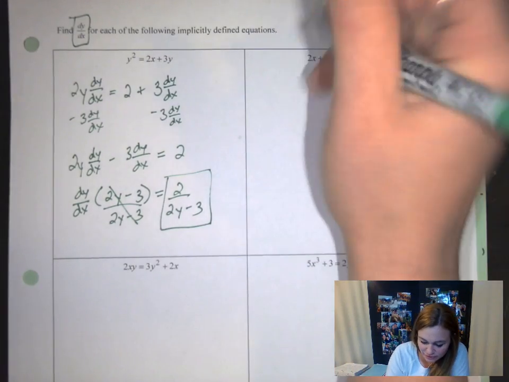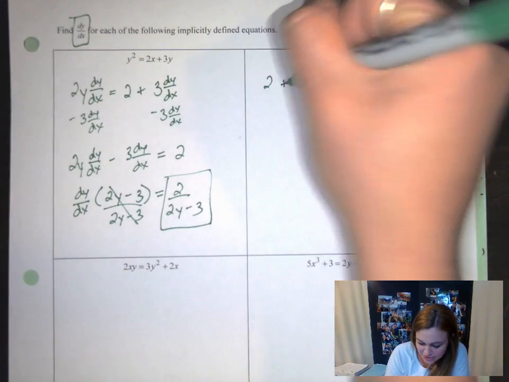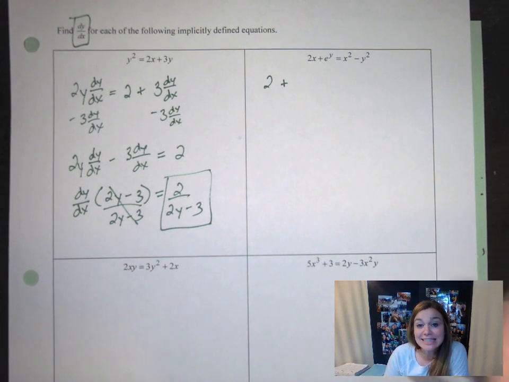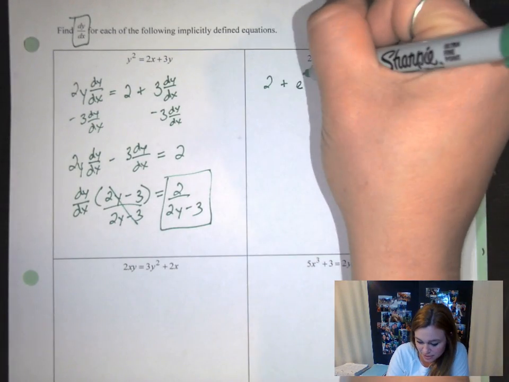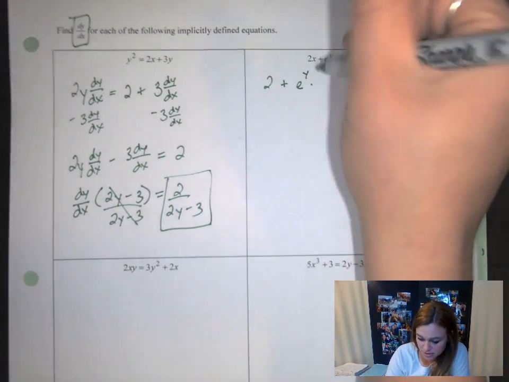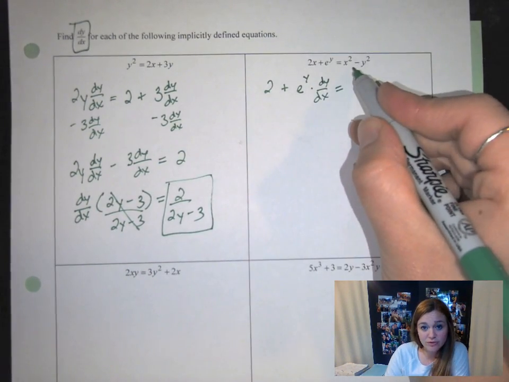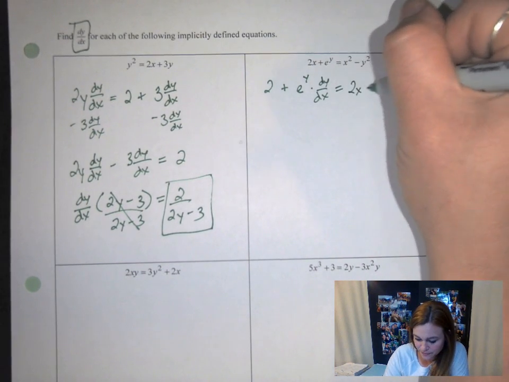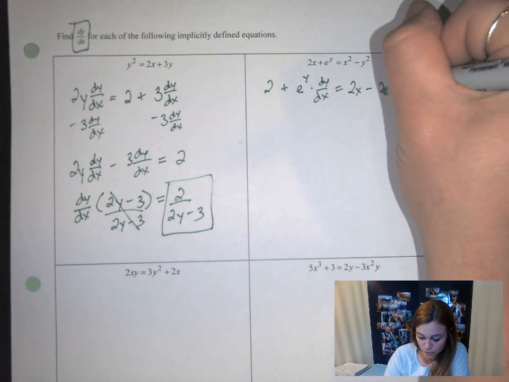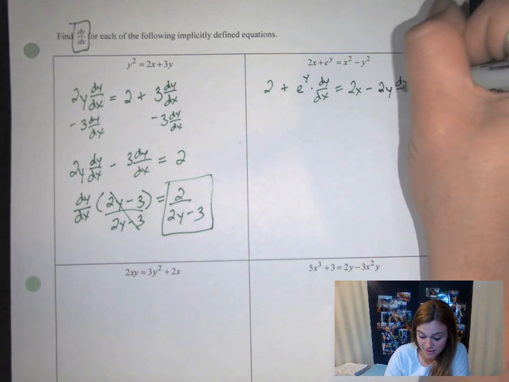The derivative of 2x is 2 plus the derivative of e to the anything is e to the anything times the derivative of the anything. So e to the y would be e to the y times dy dx is equal to the derivative of x squared is 2x minus the derivative of 2y squared is 2y dy dx.